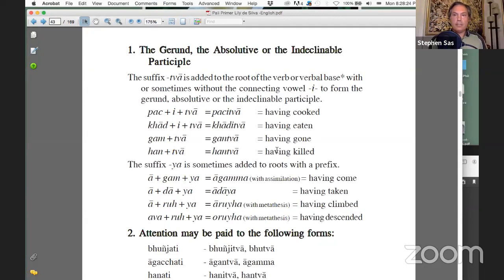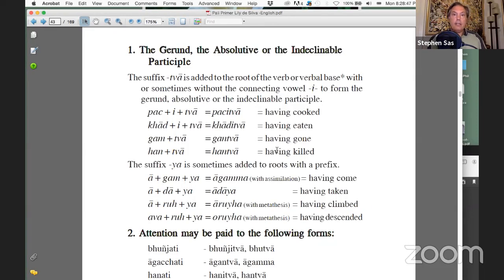So notice that in English, we have to use this helping word, having cooked. And so what is being expressed here is that it's an action which is immediately preceding the main action of the sentence. So in English grammar, we might say it has a perfect sense. It's been completed right before the main action or the finite verb.